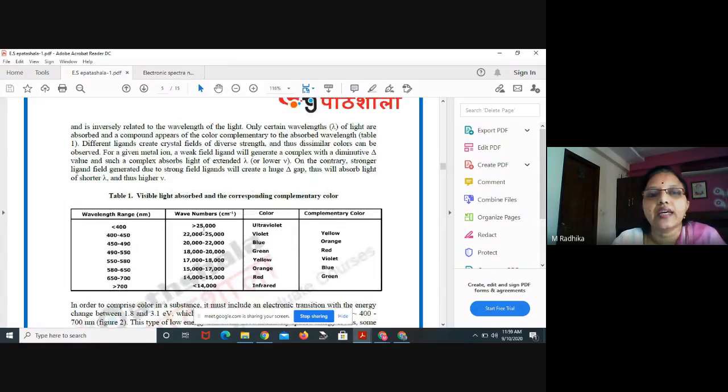So just see here. The visible region you can tell is from 400 to 800 nanometers. Suppose it is absorbing between 400 to 450. The same thing they have converted into wave numbers. These two are inversely proportional.